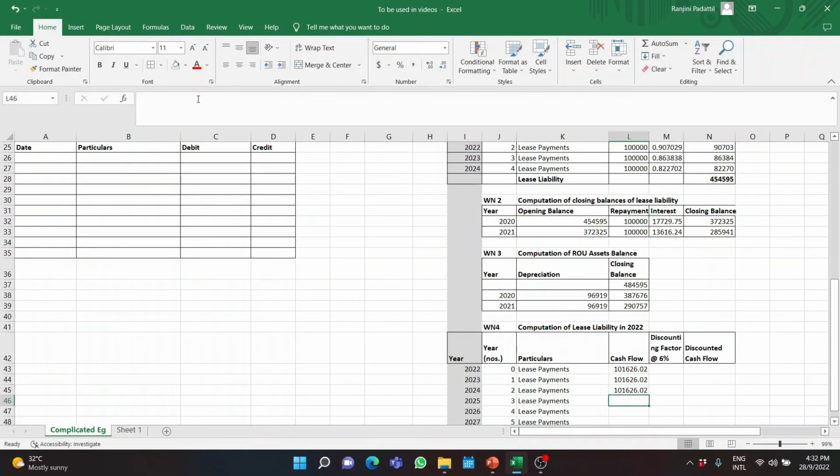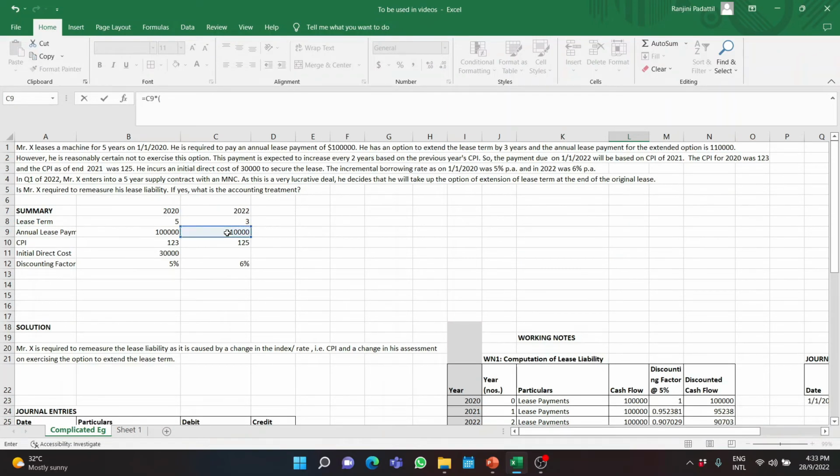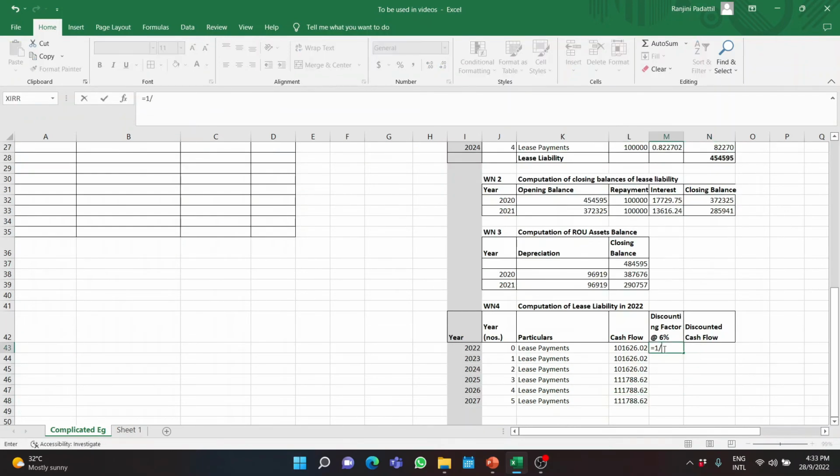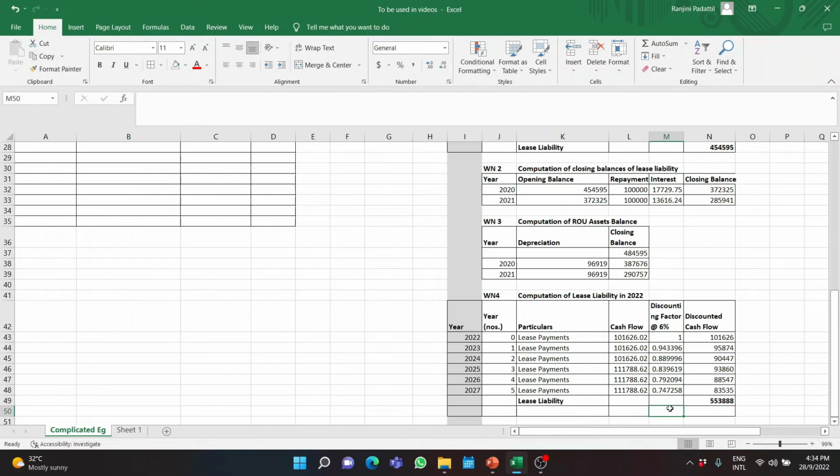Now in the revised lease term, the cash flow is not 100,000 but it is 110,000. Same change in CPI index applies to the extended lease term as well. The discounting factor is 1 divided by 1 plus the new rate raised to the number of years, and then the revised lease liability is 553,888. Now we compare this lease liability with the lease liability as at the beginning of 2022.